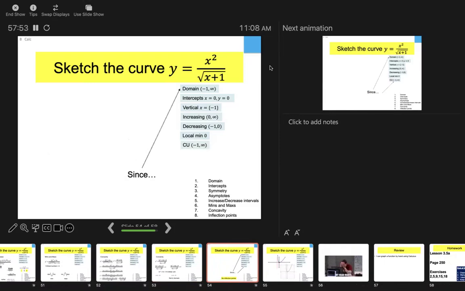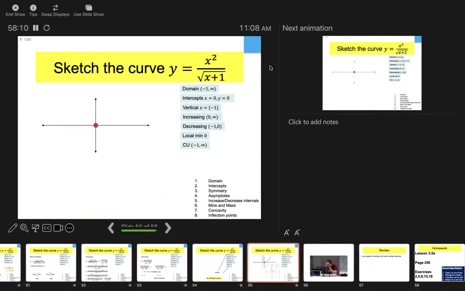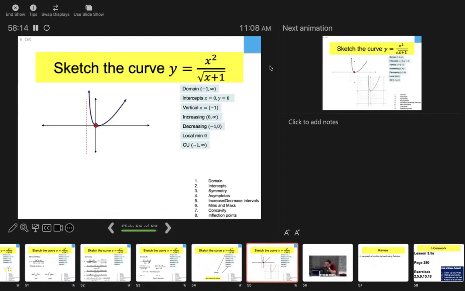The inflection points are where it equals 0. You look at our concavity, it's only concave up. So if it's only concave up, it has no inflection points. I don't need to set it equal to 0 and solve. Take all that information: the intercepts, the vertical asymptotes, the fact that it is only concave up, increasing from 0 to infinity, and decreasing from -1 to 0. Then that's the only shape that you can get.